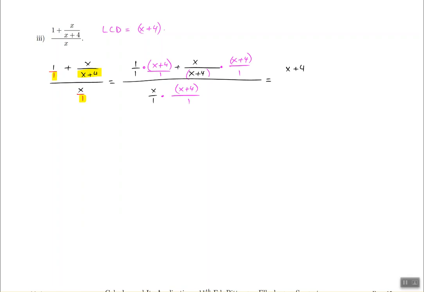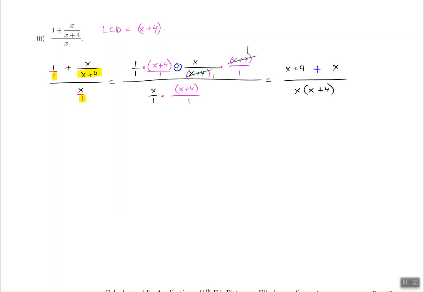Then we have the plus sign, which I'm going to write in the middle. The second fraction, I can reduce the x plus 4 and the x plus 4. And when I reduce them, I just get 1 and 1. So x times 1 is x, divided by 1 is just going to be x at the end. All divided by x times x plus 4.